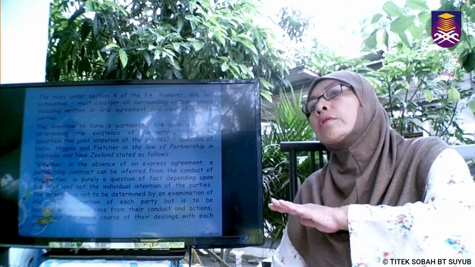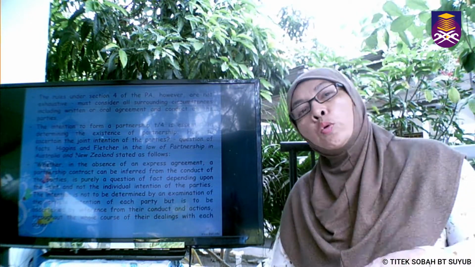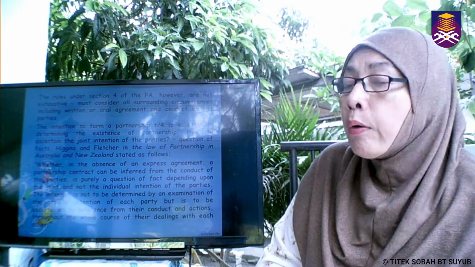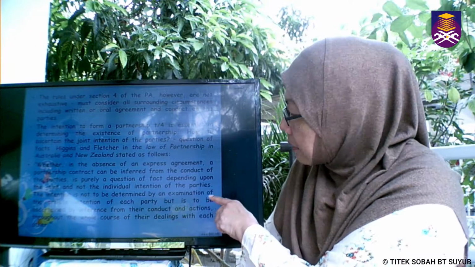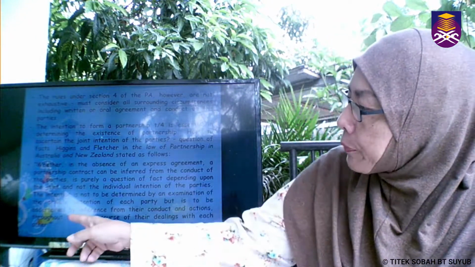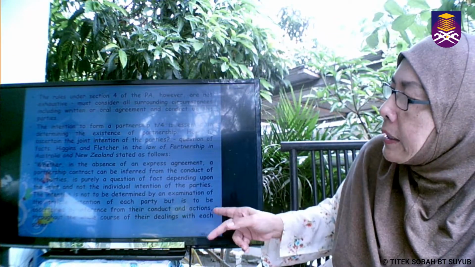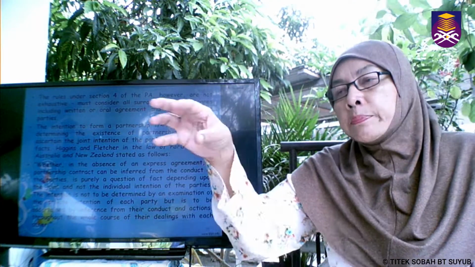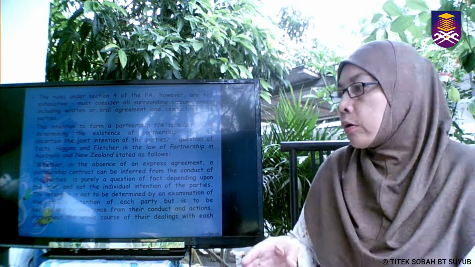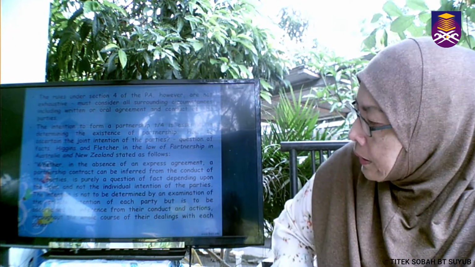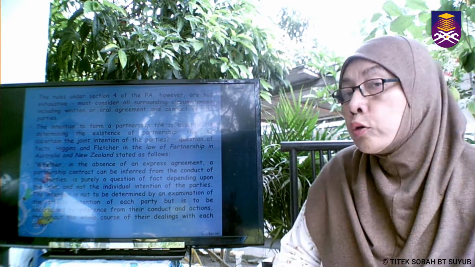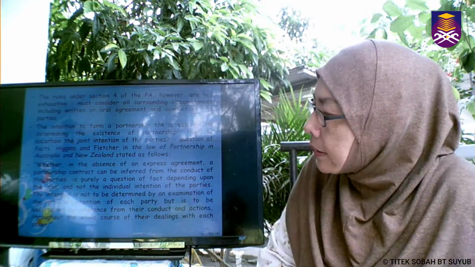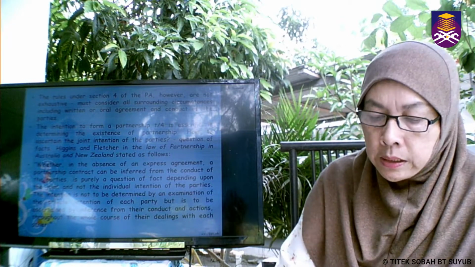By looking at the conduct of all parties, what are actually their intention, whether they wanted to form a partnership or not. So how are we going to determine this? Is by an examination of the private intention of each party, but is to be ascertained by inference from their conduct. By looking at each party, what is their intention, and then from their conduct, we are going to infer actually from their actions by looking at the whole course of dealing. Saya tengok semuanya sekali, sebenarnya apakah niat sebenar pihak-pihak tersebut.